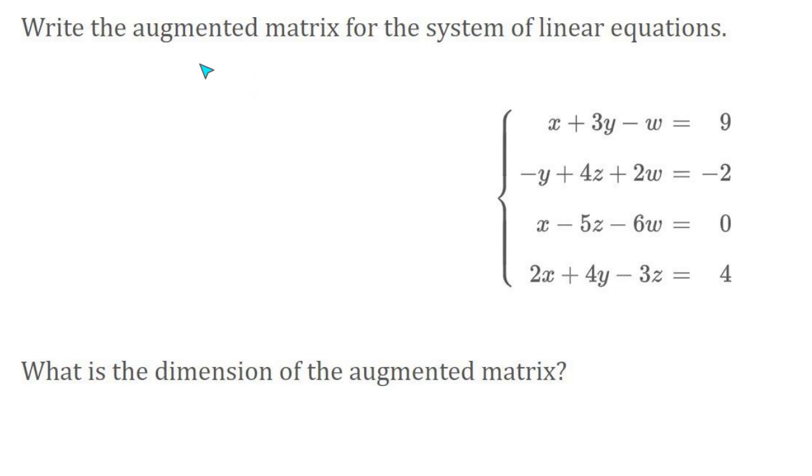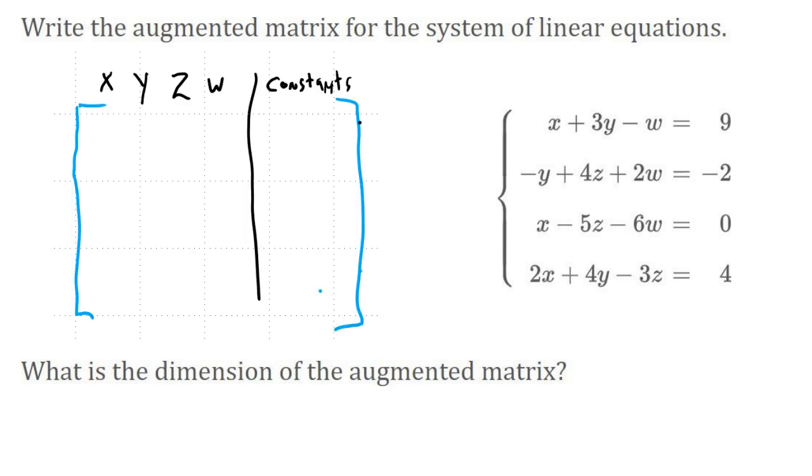And so if we wanted to write the augmented matrix here, let's see what it would look like. So all my variables will be on the left side. My constants will be on the right. So we start with the first equation. So in front of x, we have a 1, a 3 for y, and a negative 1 for w. And then we have 9 for our constant.